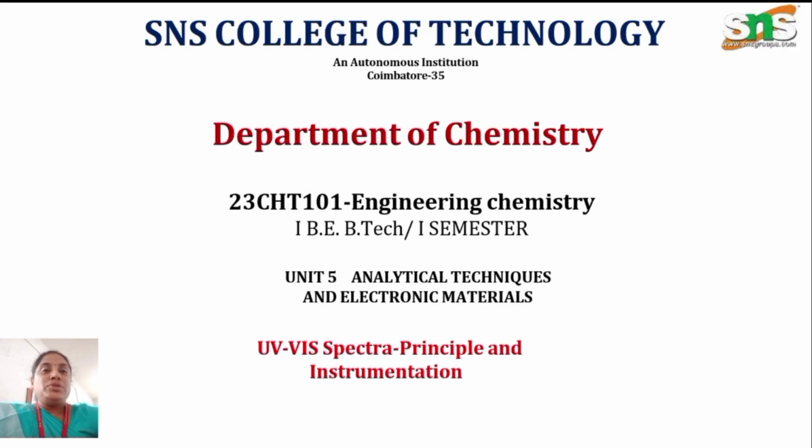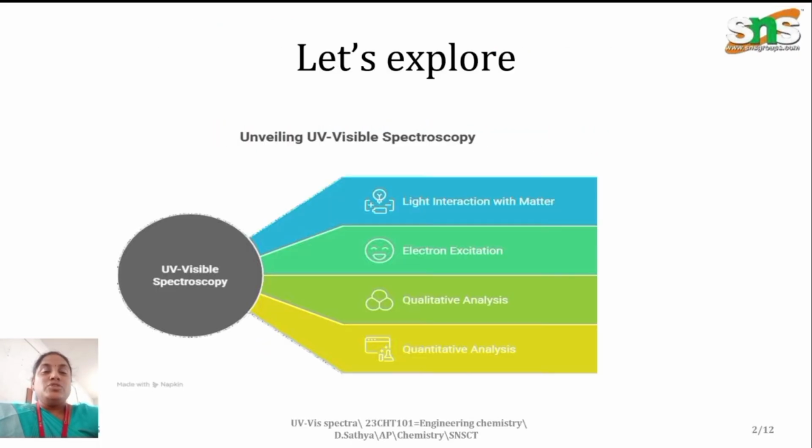Today we are going to discuss one interesting topic, UV visible spectra. That means the principle and instrumentation we are going to discuss now. So what is meant by UV visible spectroscopy? What is UV? UV means ultraviolet visible spectroscopy.